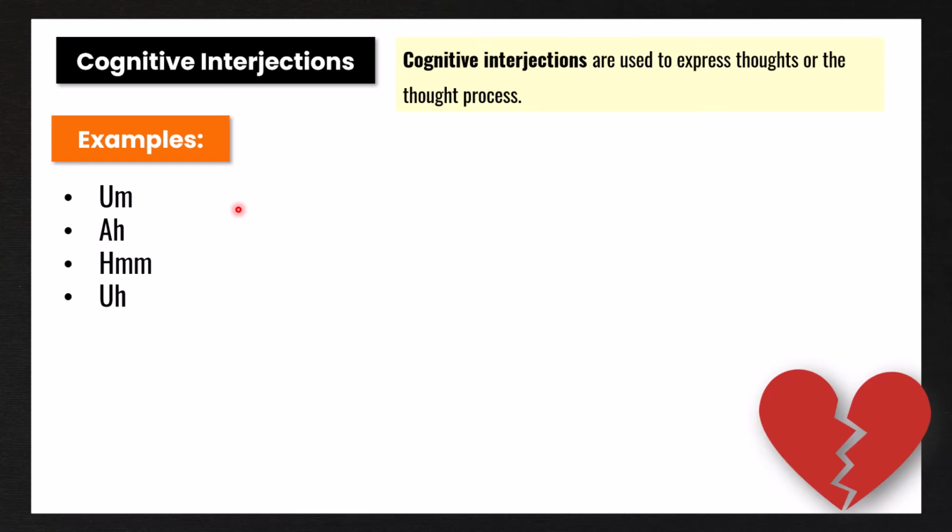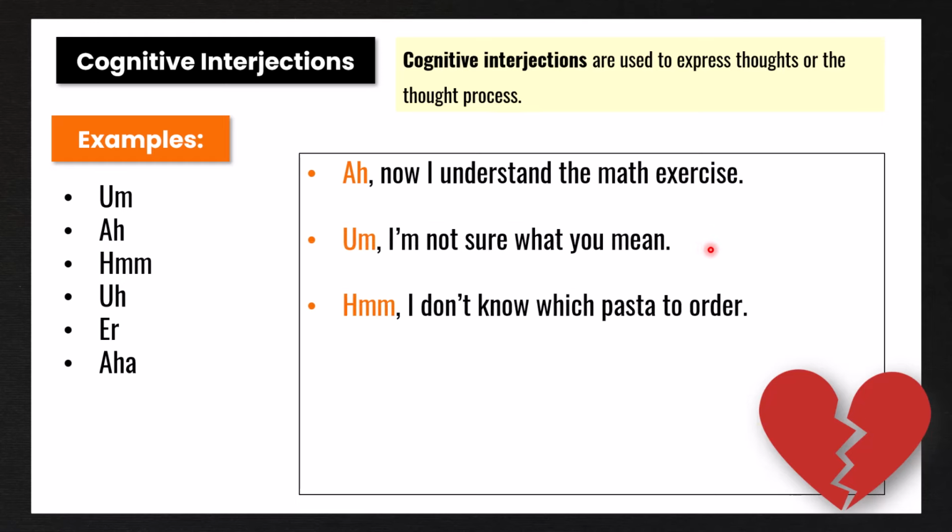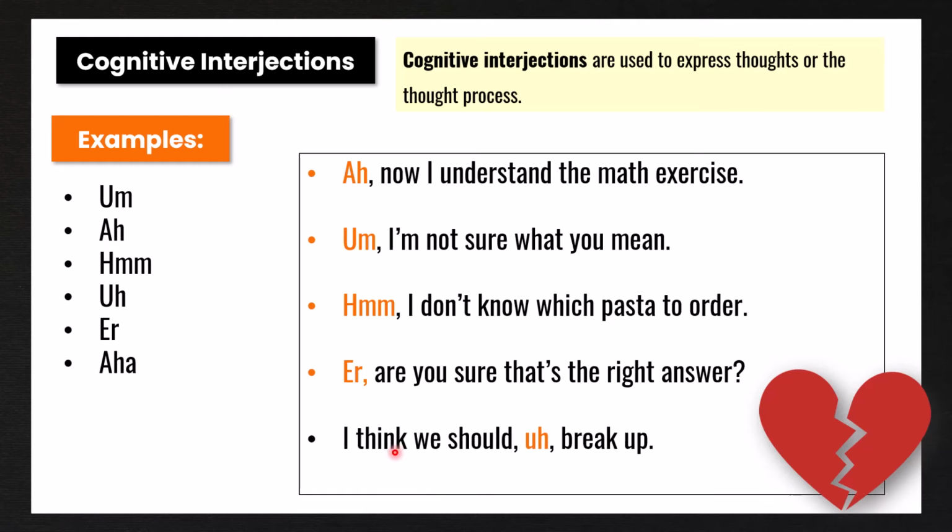Is also like, again, we're expressing hesitation. Aha, we use when we finally understand something. For example, aha, now I understand the math exercise. Um, I'm not sure what you mean. Hmm, I don't know which pasta to order. Are you sure that's the right answer? Well, I think we should break up.